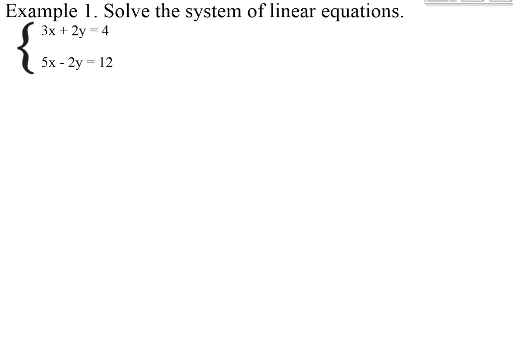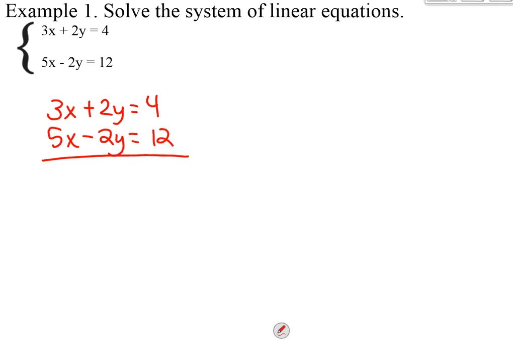So here's example 1. Solve the system of linear equations. And again, it's a pretty straightforward one. The y's are going to drop out, so we'll just work through it. 3x plus 2y equals 4. 5x minus 2y equals 12. When we simply add those two, the y's will drop out. We get 8x equals 16. Dividing by 8, x equals 2.